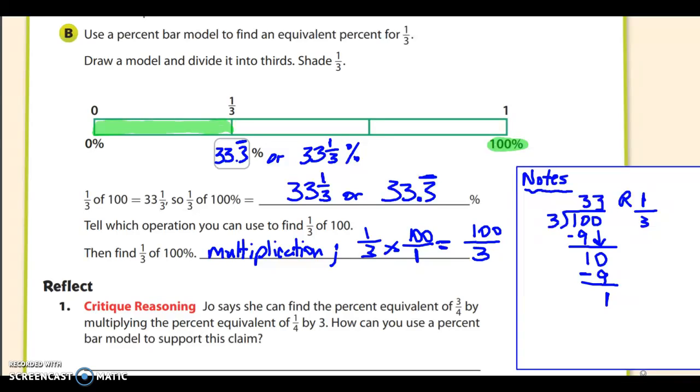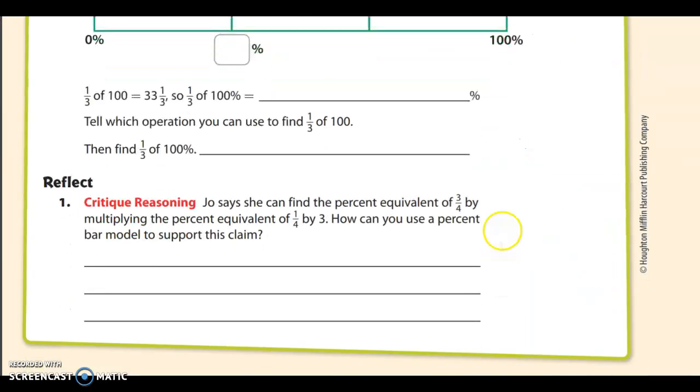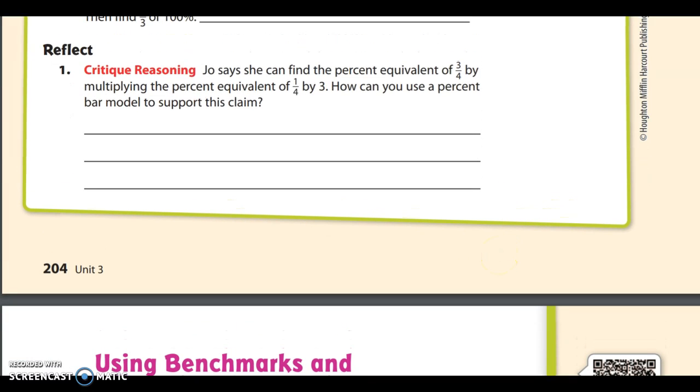So, it is a little bit tricky, but here's what we want to memorize. You want to memorize that 1/3 is equal to 33.3 repeating percent. That's what you want to memorize. Alright, let's check out the bottom of the page. Reflect, critique reasoning. Joe says she can find the percent equivalent of 3/4 by multiplying the percent equivalent of 1/4 by 3. How can you use the percent bar model to support this claim?